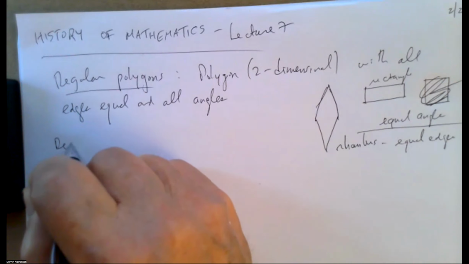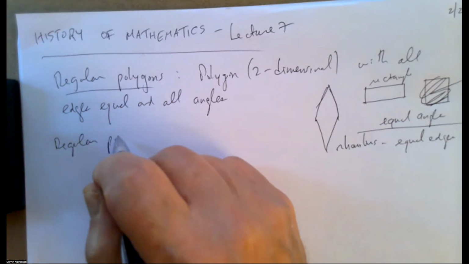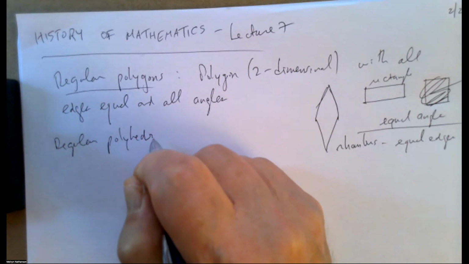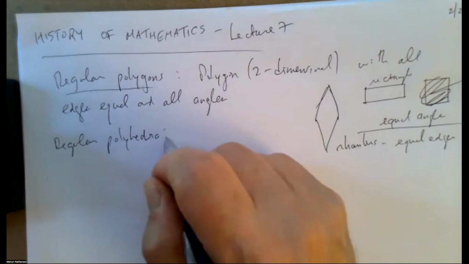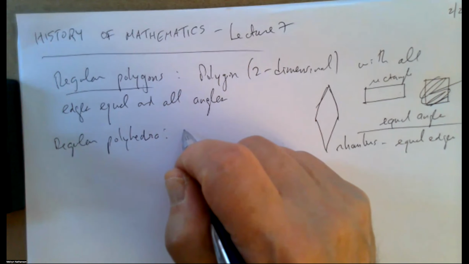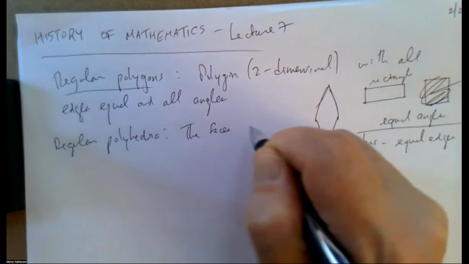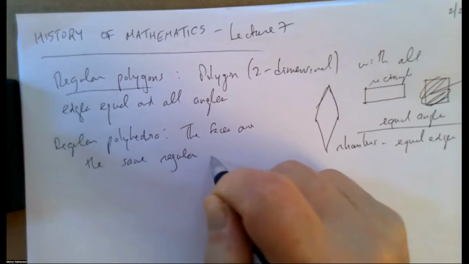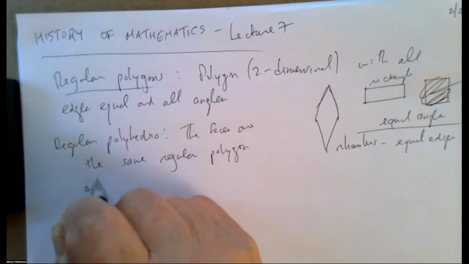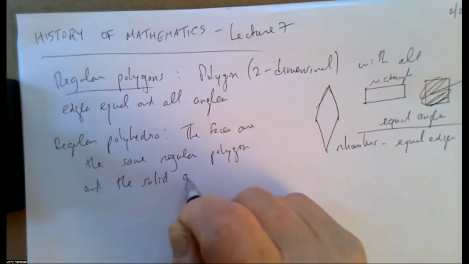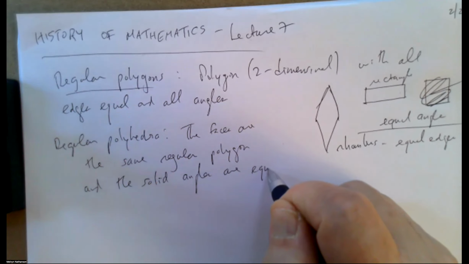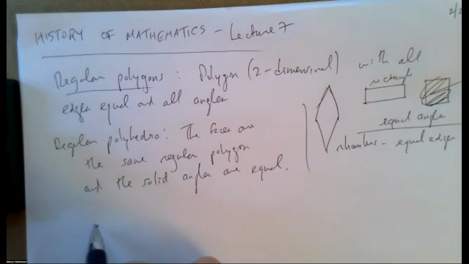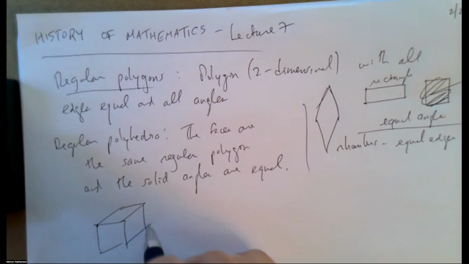And in three dimensions, a regular polyhedron, the plural in Greek is polyhedra, these are figures where the faces are the same regular polygon, and the solid angles at every vertex are equal. So the simplest example is a cube, where each side is a square, all the squares are the same edge length and same area.